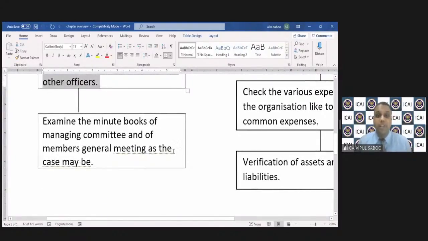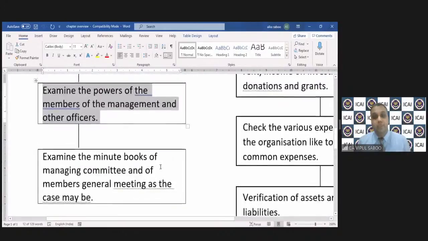Examine the minute books of the managing committee and of the members' general meeting, as the case may be. This is something you have to do just as a warm up during the audit. You are going to start the audit. It is just a warm up, a bit of knowledge. SA 315, knowledge of the client's business and the working environment, so that you can move to SA 330, risk assessment. So you have to understand the constitution, understand the powers, and go through the minute books to understand what kind of meetings have been held, what decisions are being taken, and what other important matters they have been discussing all through.